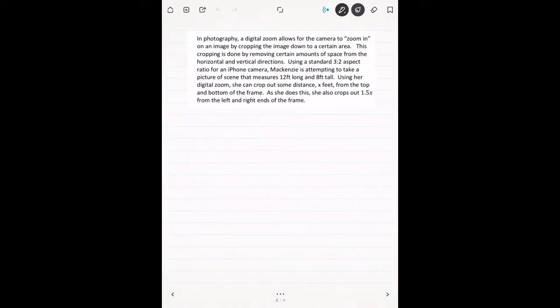First, let's take a look at a situation where we can use polynomial multiplication to represent different dimensions and quantities. So in this problem, we're talking about different types of zooms that you can have with a camera. Now, I should mention there are different types of zooms out there.